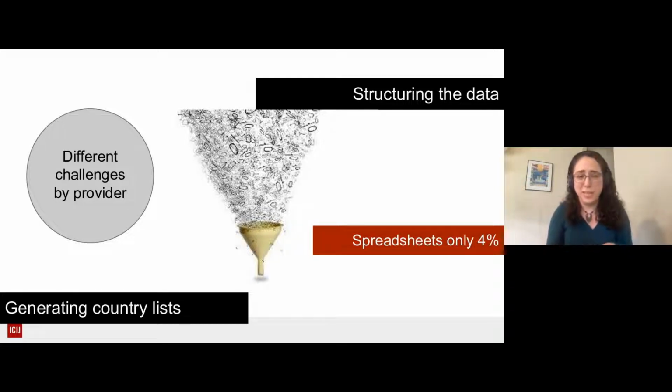So sometimes we had 10,000 page PDFs with information about beneficial owners. In other cases, we had manual forms where the information was there. Only about 4% of the data were spreadsheets. So that was very small for us, no? So we had to structure the data. And we use different methods.